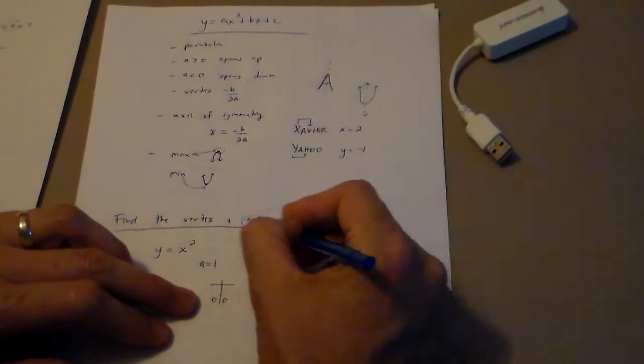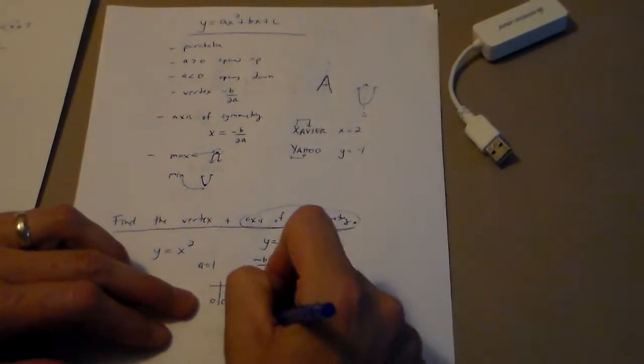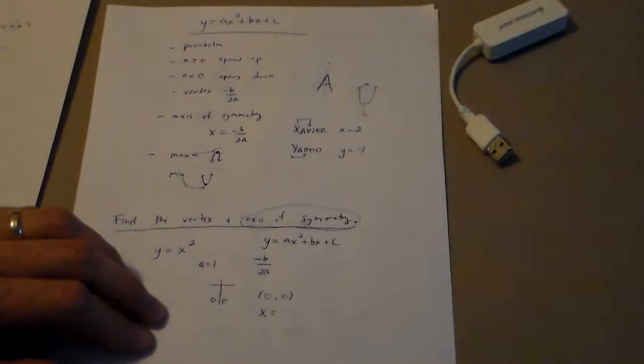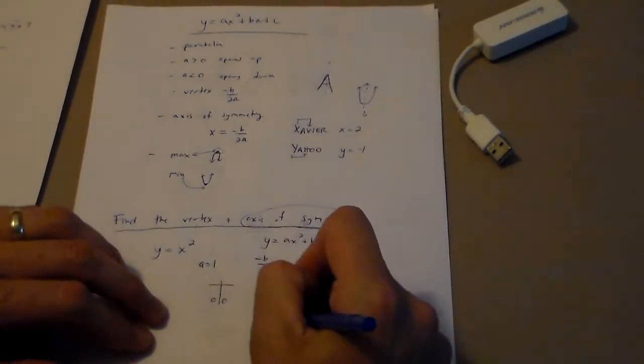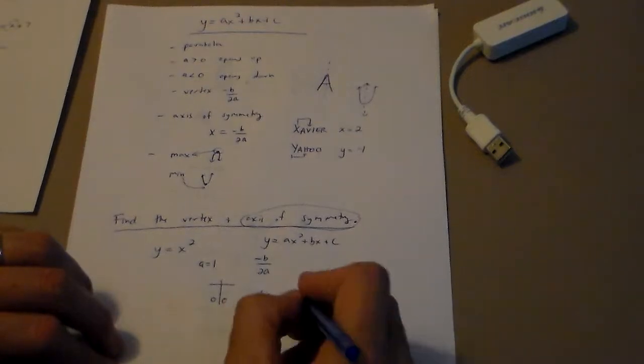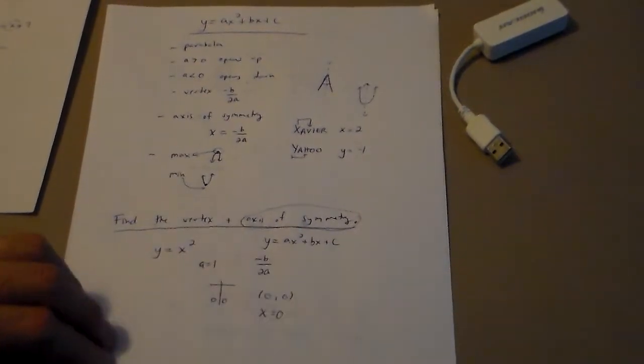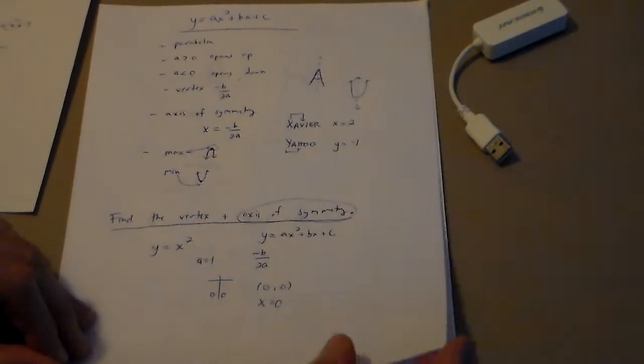Now they want my axis of symmetry. That's a vertical line that goes through the x-coordinate of my vertex. What's the x-coordinate of my vertex? 0. So, vertex, axis of symmetry. I answered the first question. Okay? Let's look at another one.